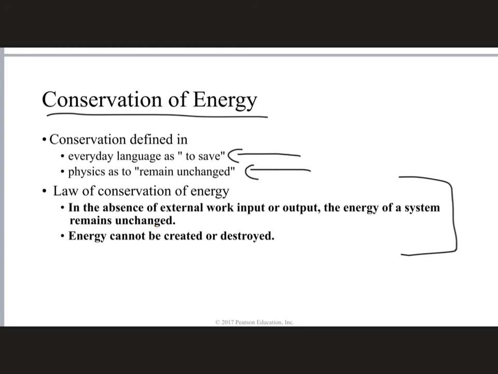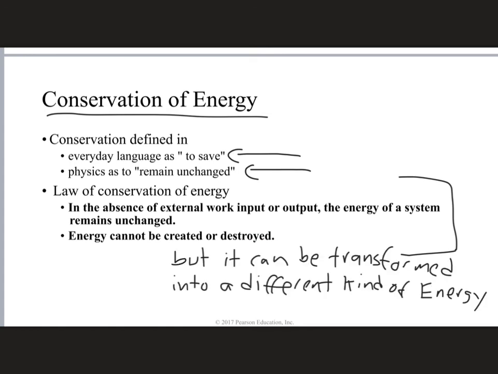Or an easier way, if I ask you on a test, what does conservation of energy tell you? It tells you that energy cannot be created or destroyed. And I'm going to add to this PowerPoint slide, but it can be transformed into a different kind of energy. So for example, you could have kinetic energy transform into potential energy, or you could have potential energy transform into kinetic energy. You could have kinetic energy transform into heat energy, which is another kind of energy we'll talk about later. You can transform energy from one kind to another kind, but the total amount of energy you have is going to be conserved. In other words, it's going to remain unchanged.